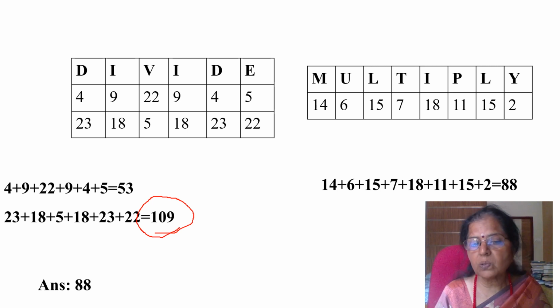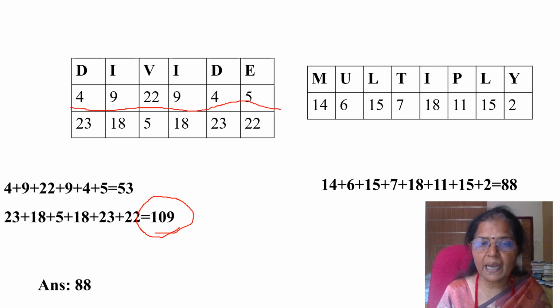So you should see how this number has come, 109. So try to add all the numbers of the direct order position. Add 4 plus 9 plus 22 plus 9 plus 4 plus 5. That will give you only 53. So this is not the coding pattern. So then, here it is the reverse order position. Add all these numbers, 23 plus 18 plus 5 plus 18 plus 23, it will give you 109.